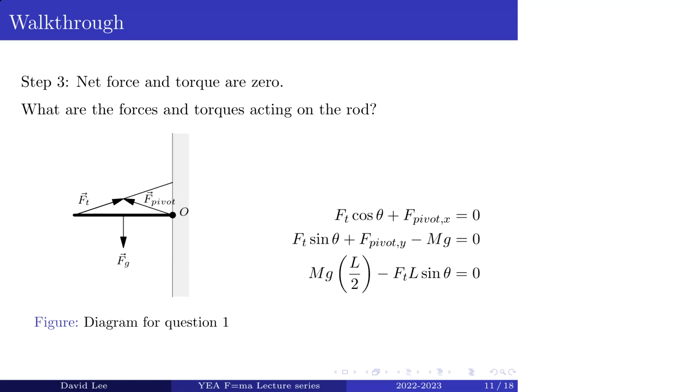Okay, now the second equation is the same thing, but in the Y direction. So we have Ft sine theta, which is the vertical component of the tension force. And we also add the vertical component of the pivot force. And we also have to subtract mg because that's the gravity force. And that should also equal 0.